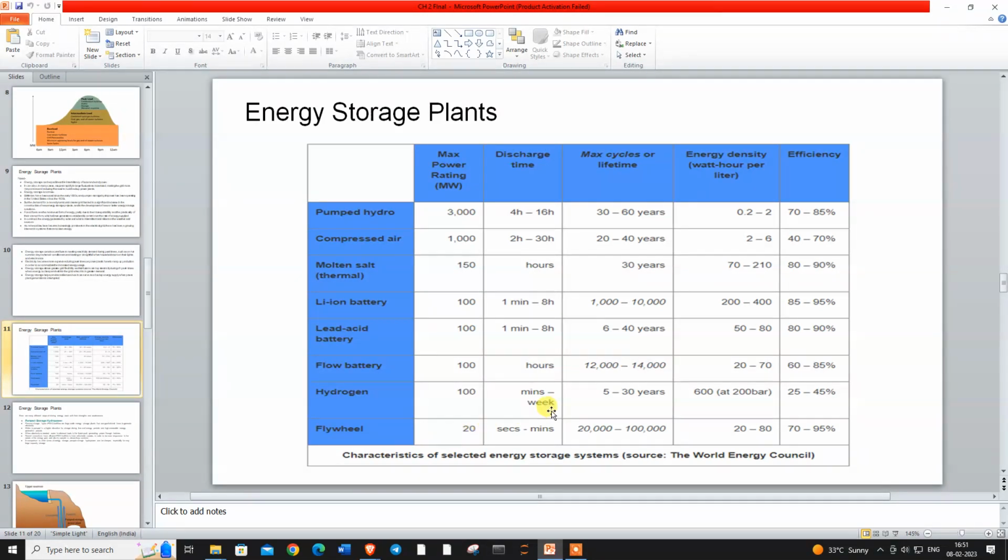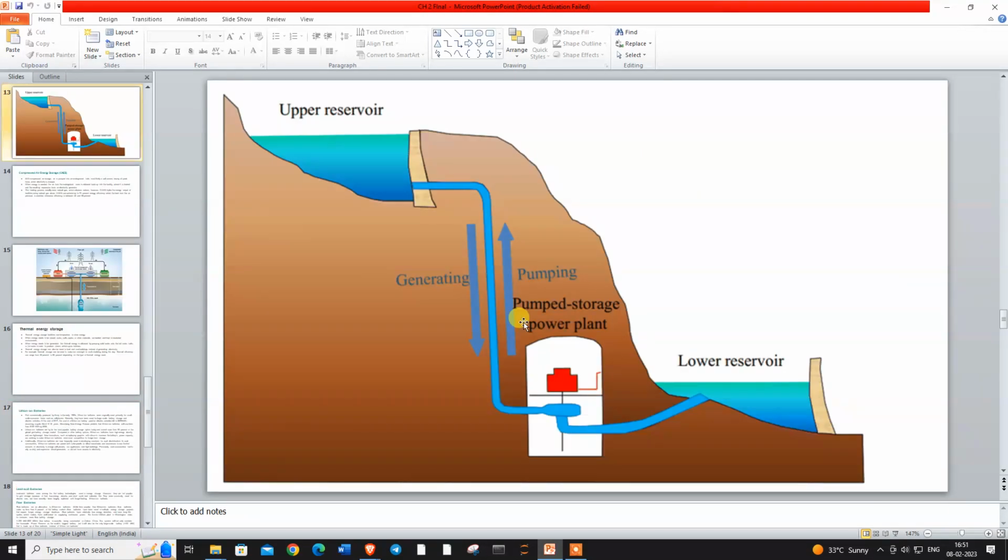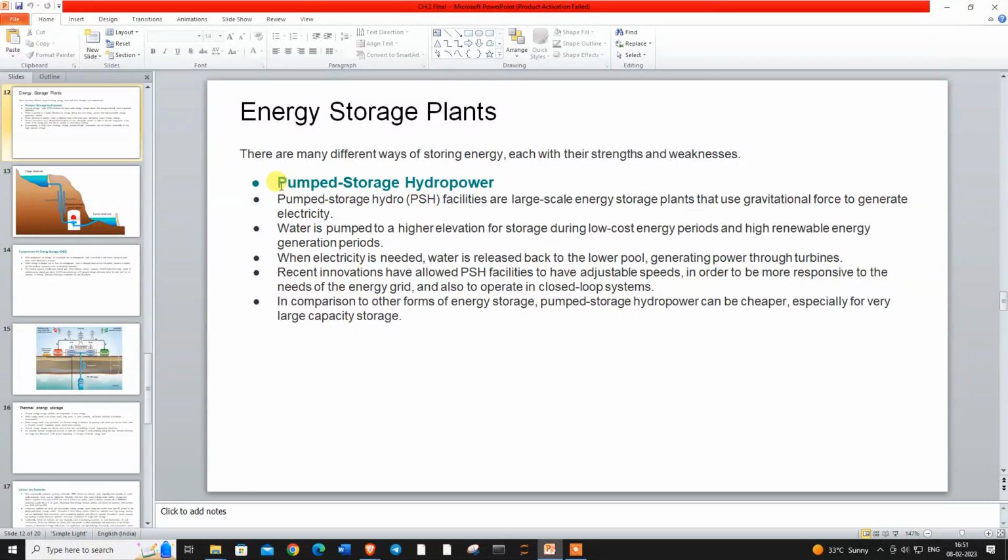period. Okay, so next we are going to have a look at each of the plants one by one. First of all, we are going to look at the pumped hydro power plant. So this is the first energy storage plant, the pumped hydro power plant.